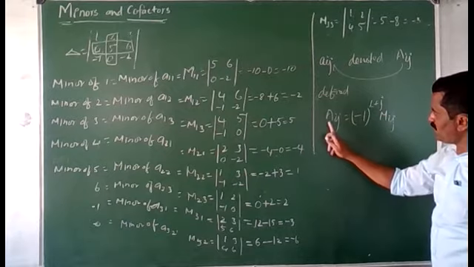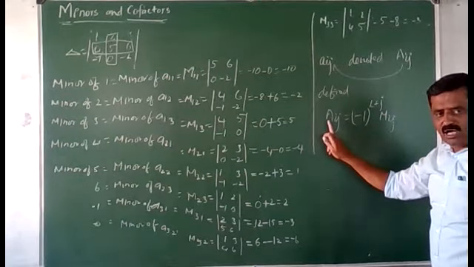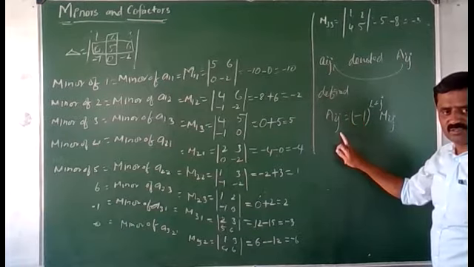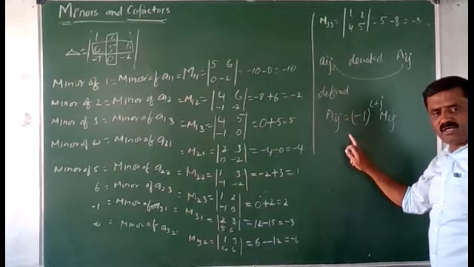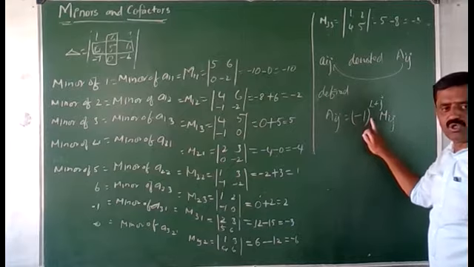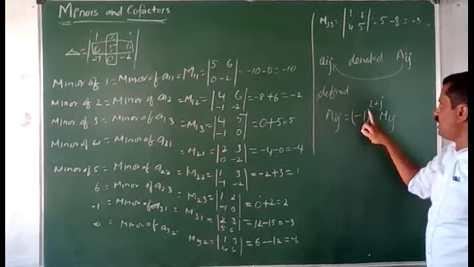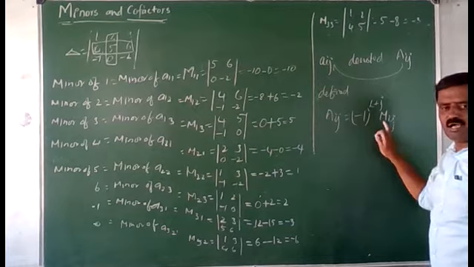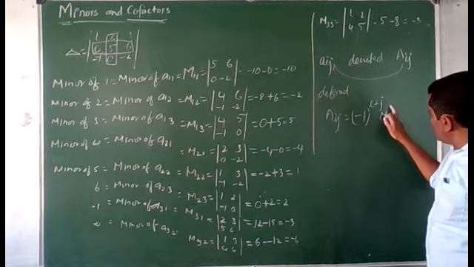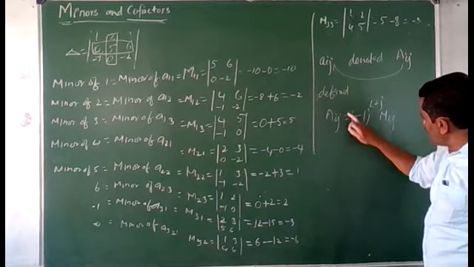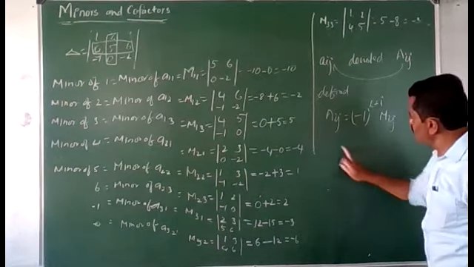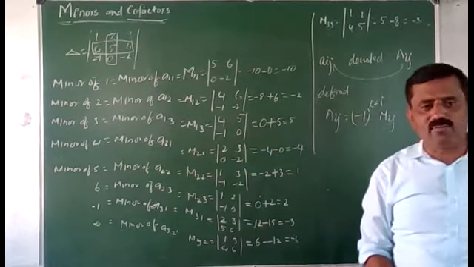Then how to obtain the cofactor? I already told that Aij is the cofactor of the element aij. So the cofactor of an element aij is equals to -1 whole to the power of i plus j into Mij. I mean to say, multiplying the appropriate sign to the minor of an element gives the cofactor of the element.